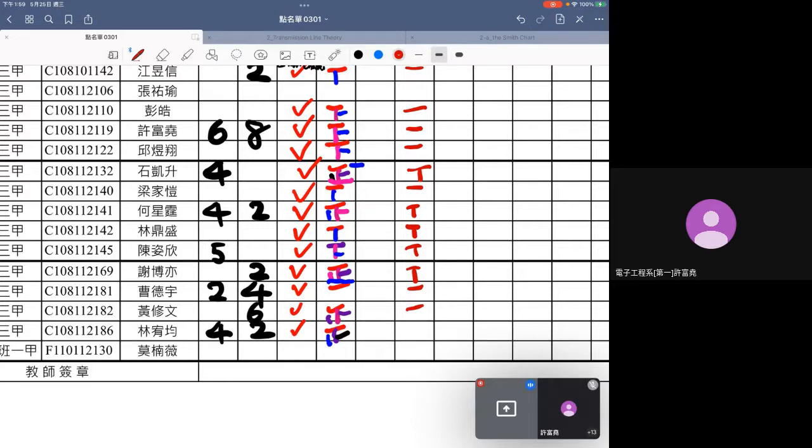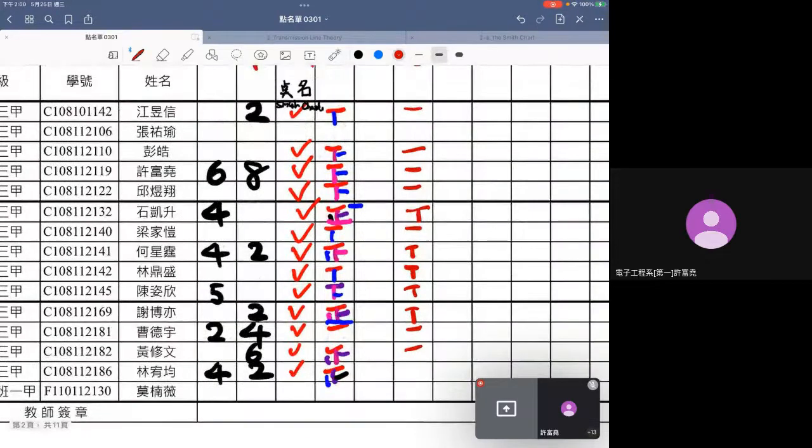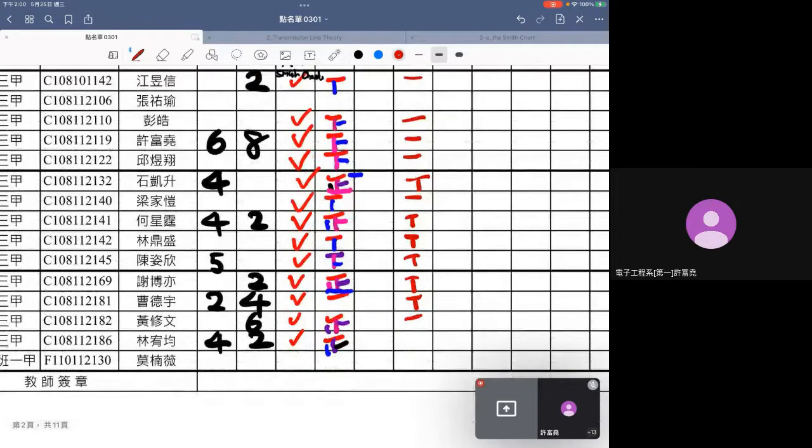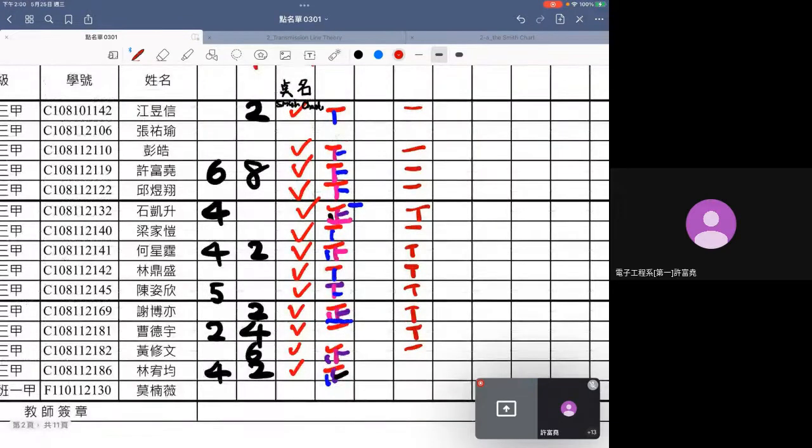And Lin Youjun, for number 3 and number 4, I want you to separate the imaginary part and the real part only. 曹德宇, your answer is correct. Xie Bo Yi. Okay. So who else? 张玉信, Hong Hao, Xu Fuyao, Yu Xiang, 梁家凯、黄修文. Okay.